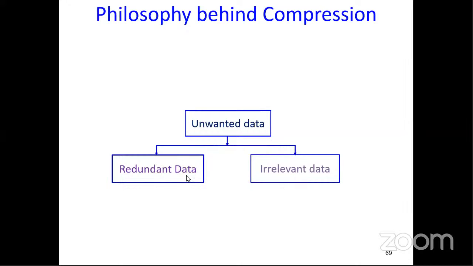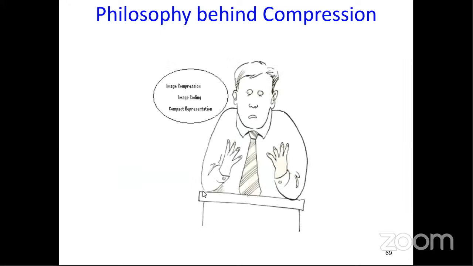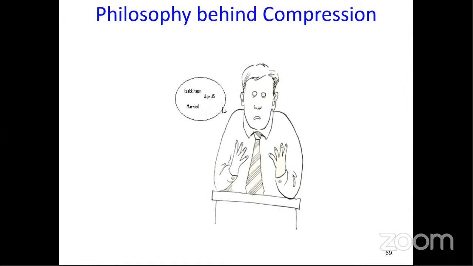Redundant means duplicated data. Irrelevant data means unwanted data. So noise can be irrelevant, whereas redundancy is duplication. This difference we should know. For example, what is irrelevant? I'm here to talk about compression. Instead of talking about compression, if I talk about myself, my name, age, whether I'm married or not, my profession, all those things, then it becomes irrelevant. So this is what irrelevant is all about.